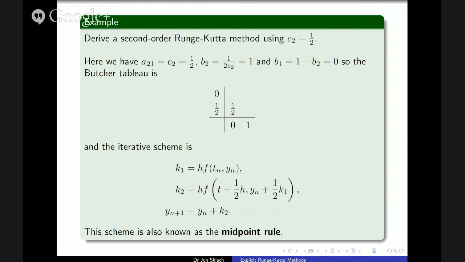Right, let's have a look at an example. Derive a second order Runge-Kutta method using C2 as 1/2. Well, C2 = A21 because of the row sum condition. So therefore, A21 would also be equal to 1/2. B2 is 1 over 2 times C2, so that gives us 1. And B1 is 1 minus B2. So if B2 is 1, therefore B1 must be 0. And there's a Butcher tableau for that second order Runge-Kutta method. It's the same order of accuracy as the classical second order Runge-Kutta method, just written in a different way. And this is known as the midpoint rule, which you may have seen last year.